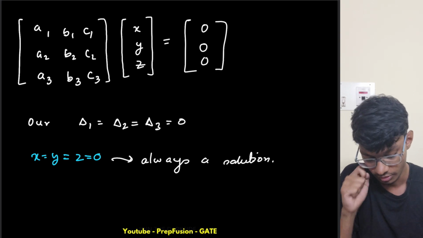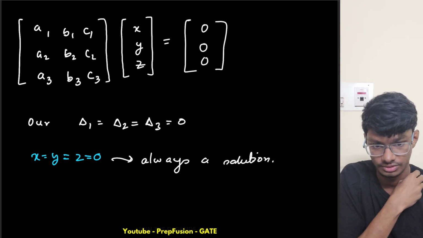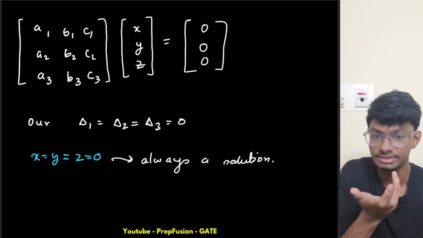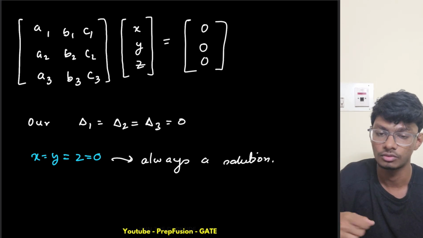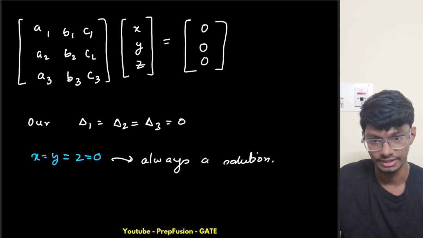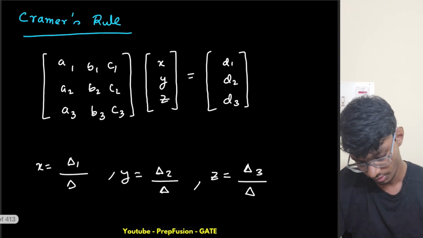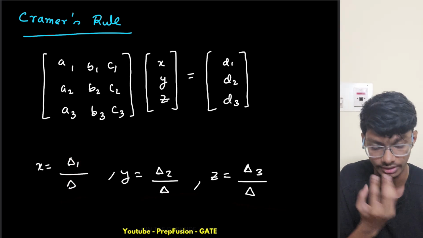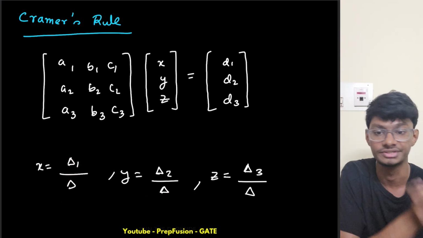Now delta 1, delta 2, delta 3 are always 0. Now suppose delta isn't 0. If delta is non-zero, and delta 1, delta 2, delta 3 are 0, then we get x equals delta 1 by non-zero, so it is 0, and this is 0, this is also 0. So that was the solution that I was mentioning.